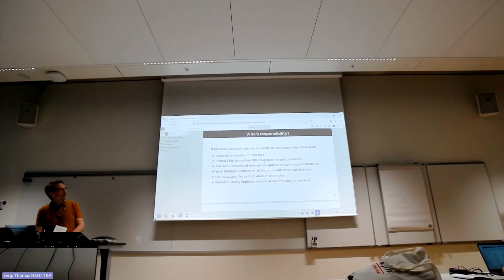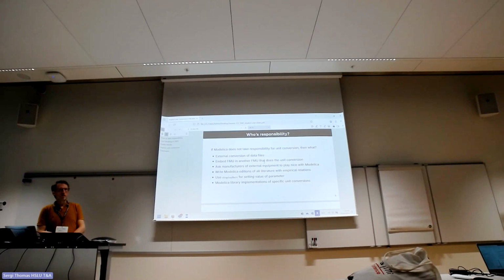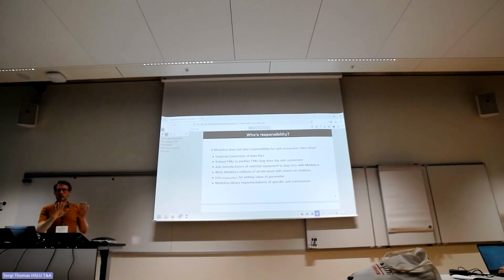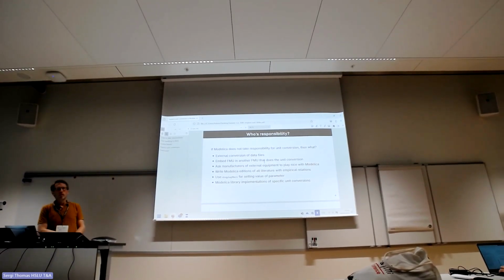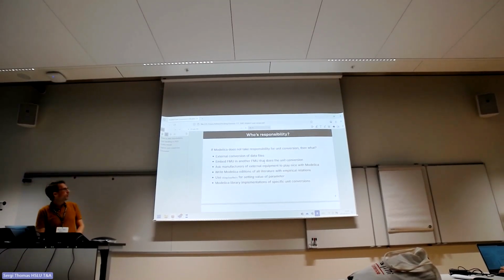So if Modelica as a language is not taking responsibility for unit conversions, like today, what we end up with is we have to externally convert our table data files. This easily becomes a mess when we get different generations of the original data with original units. We have to keep track of also the corresponding generations of the file converted to Modelica units. And by just looking at the numbers, it's very difficult to see which version is corresponding to which version of the original data.